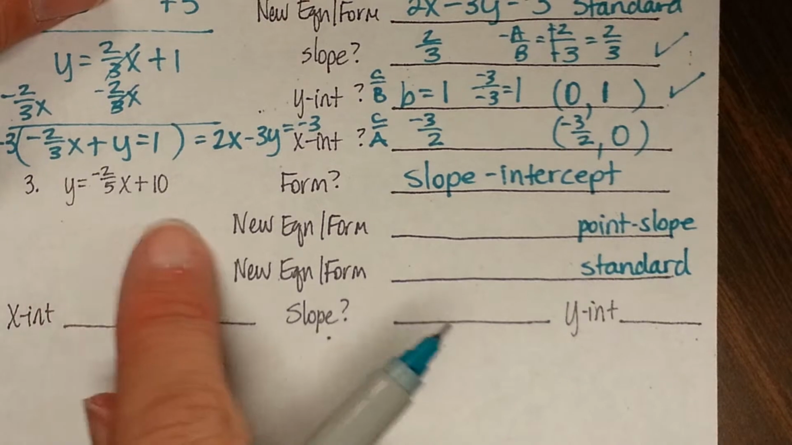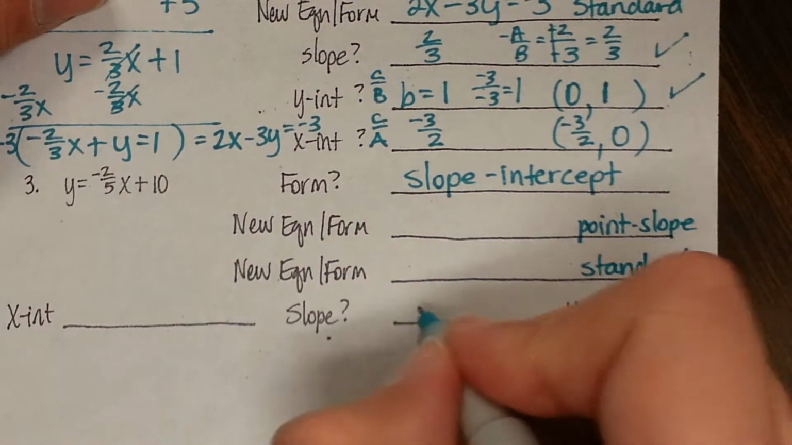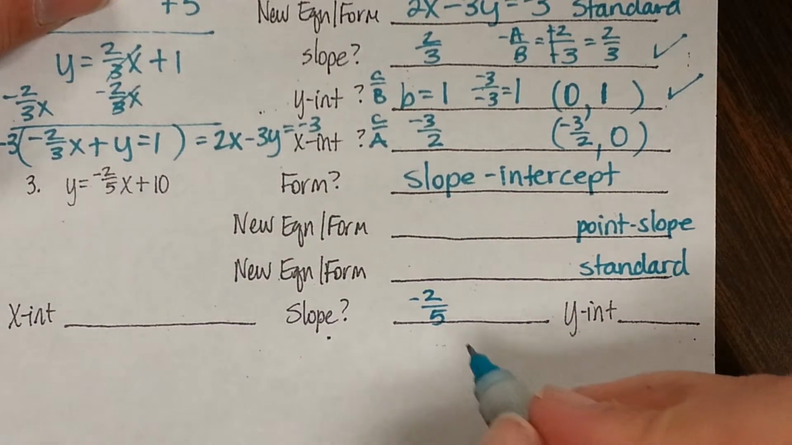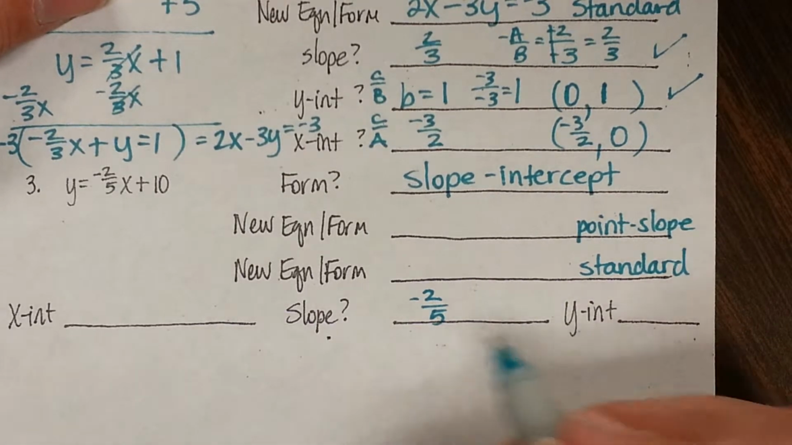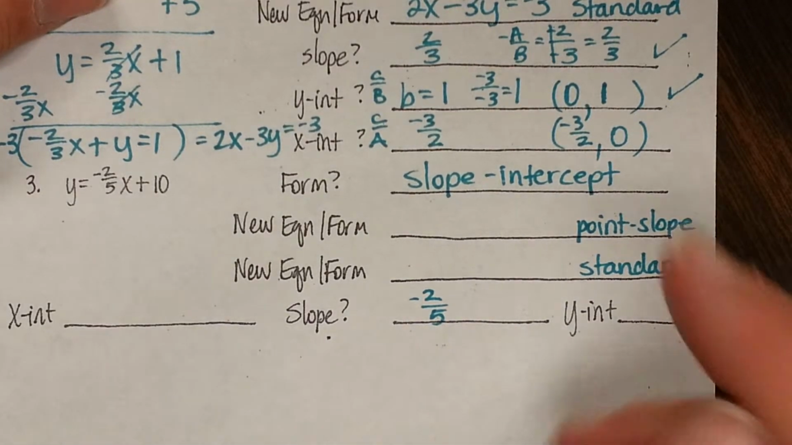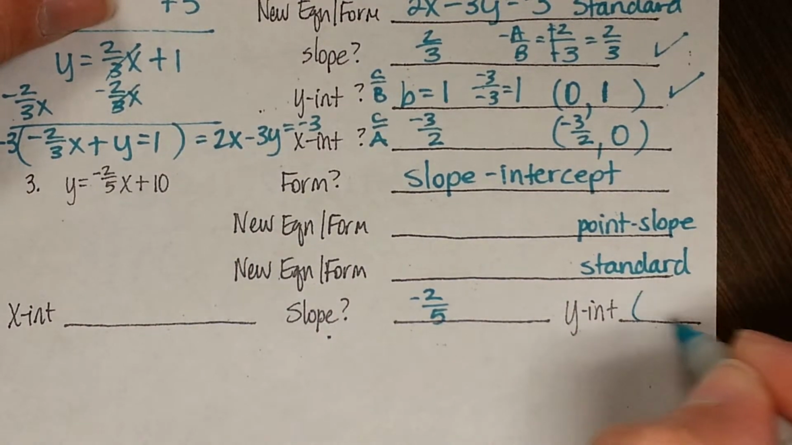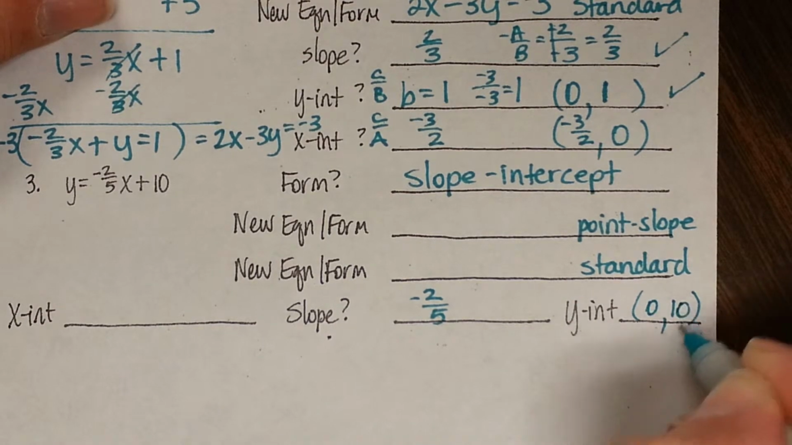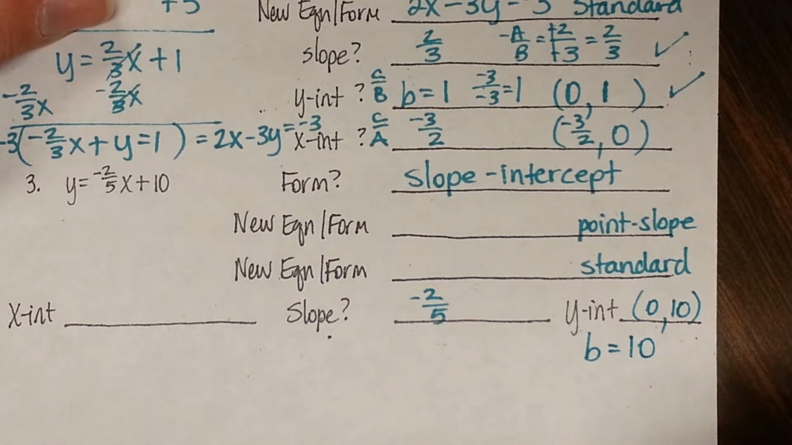So let's jot down what information we know already from slope-intercept form. We know that its slope is negative 2/5. A lot of people want to put that x in there, but the slope is what's in front of the x. So it's negative 2/5 without an x. We also know our y-intercept. It was given to us as a positive 10. If we're writing it as an ordered pair, it would be 0, 10, because y-intercepts have an x of 0. Or we could have just put b equals 10.